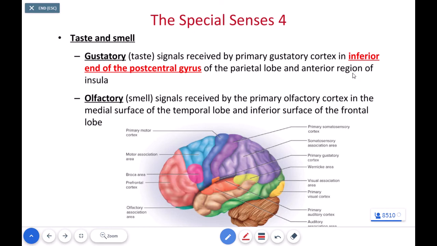When we look at our sense of taste, it's going to be located or centralized on the inferior end of the post-central gyrus. Think back to your lab terms. We have the central sulcus right here, and then with the arrow in dark purple is the post-central gyrus, and then on the inferior end in orange, we have the primary gustatory cortex.